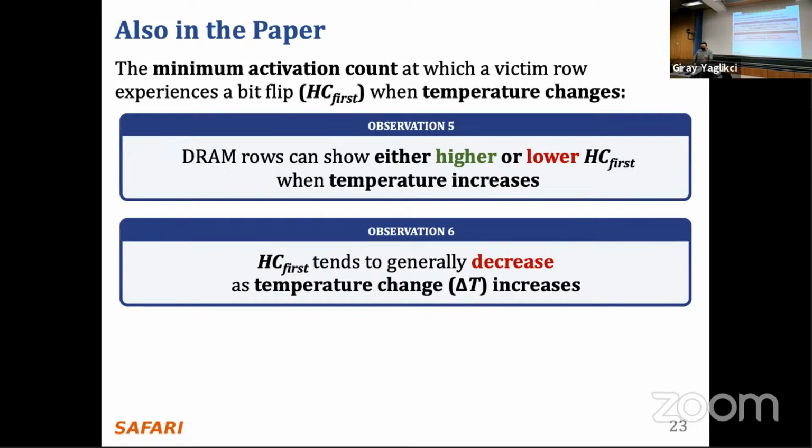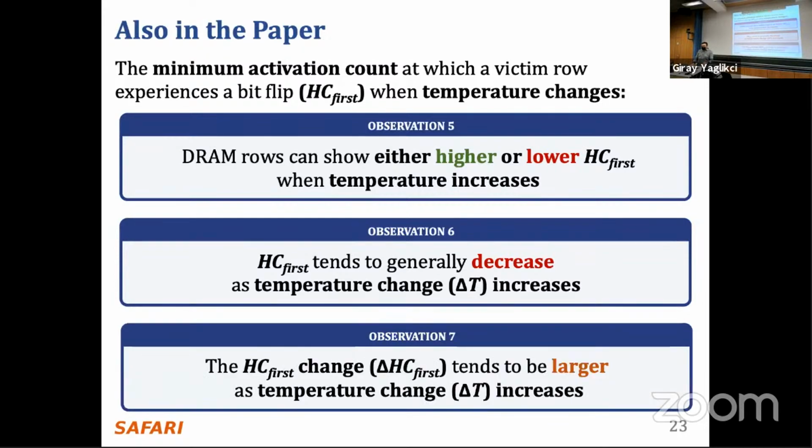So in general, HC first decreasing means you become more vulnerable to RowHammer. And when we look at the change in HC first, or delta HC first, it becomes larger when the temperature change is larger. Yeah, please go ahead.